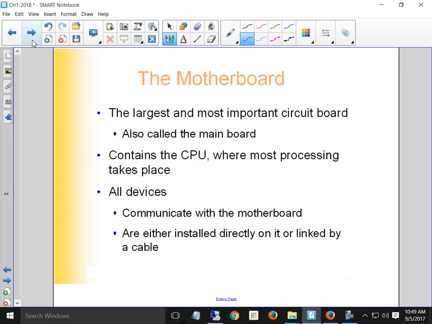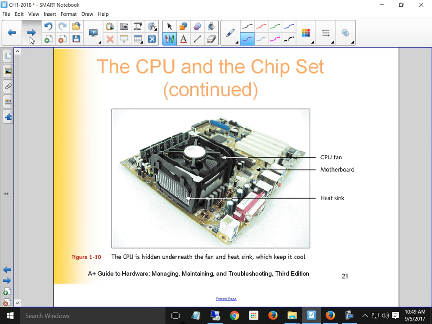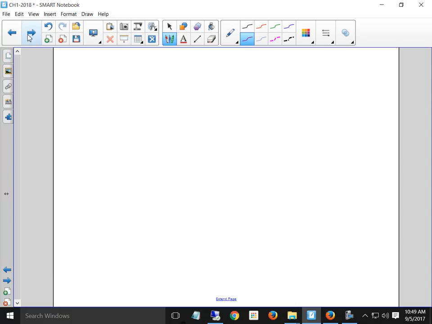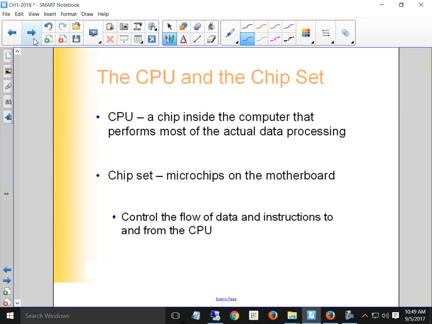Okay, so this is the one thing that I didn't cover, which was the chipset. The motherboard houses the CPU, and everything connects to the CPU through the motherboard itself. It all terminates at the underside of the CPU. All the buses, as they're called, terminate at the CPU. Okay, so we've got a CPU, but we also have a chipset. The chipset controls the flow of information to the CPU, because everybody just doesn't get to talk at one time. The chipset says who's talking to the CPU when, because it wouldn't be able to handle the flow otherwise.